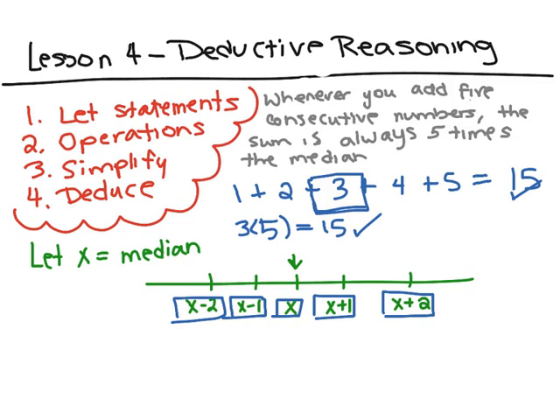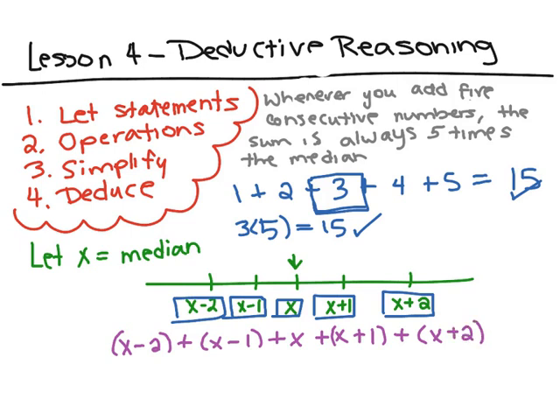Now we want to find the sum of these numbers. So we have x minus 2 plus x minus 1 plus x plus x plus 1 plus x plus 2. And we know that this is equal to our sum, big S. Now we're going to simplify. So what we're going to do is group our like terms.